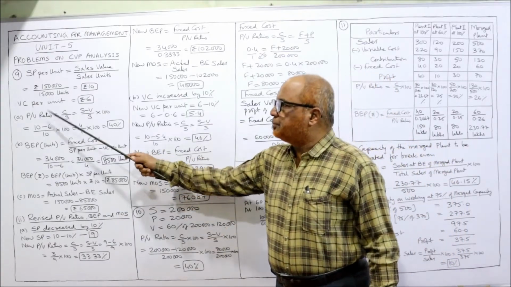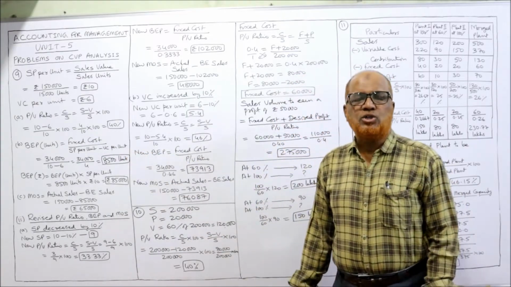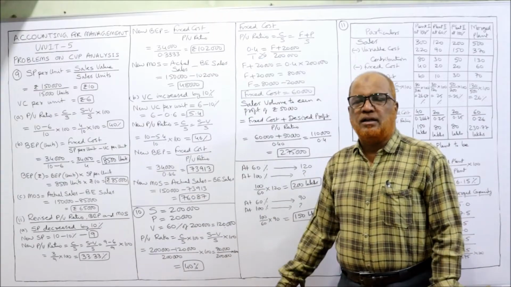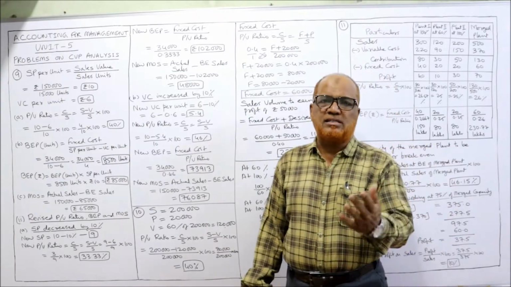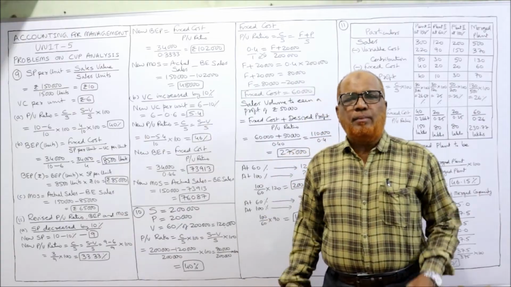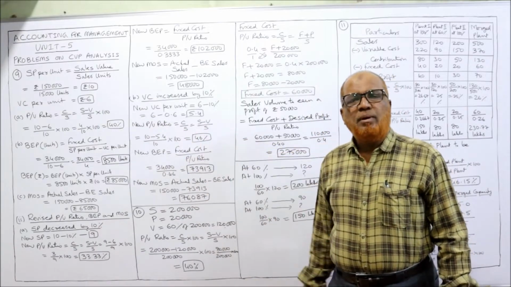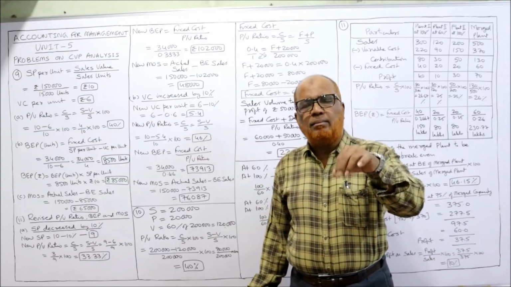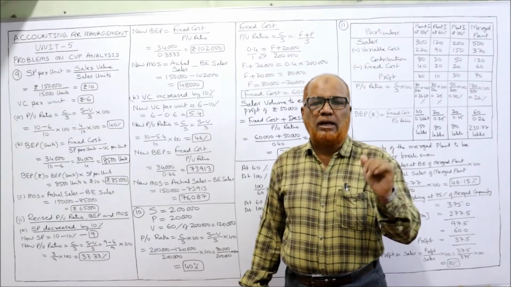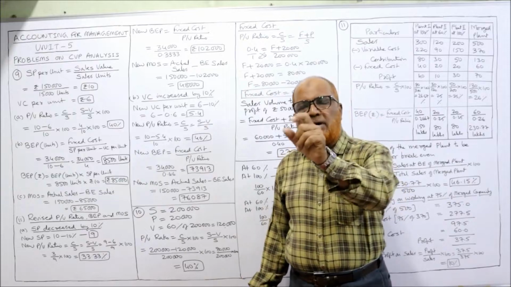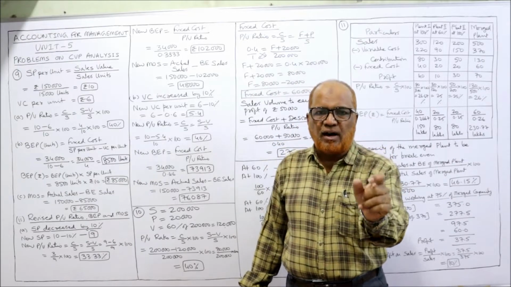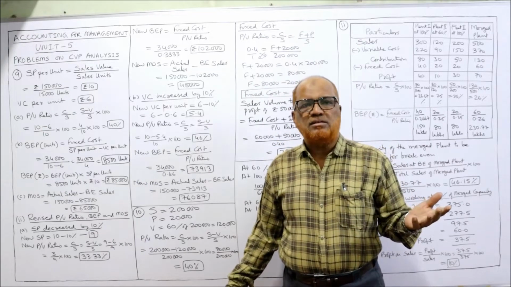Now we can find out the PV ratio, profit volume ratio: C by S into 100. In place of C we can write S minus V or F plus P. Here we have the selling price and the variable cost. Remember, PV ratio can be calculated either by taking per unit or total values: total sales minus total variable cost divided by total sales, you will get the same answer.